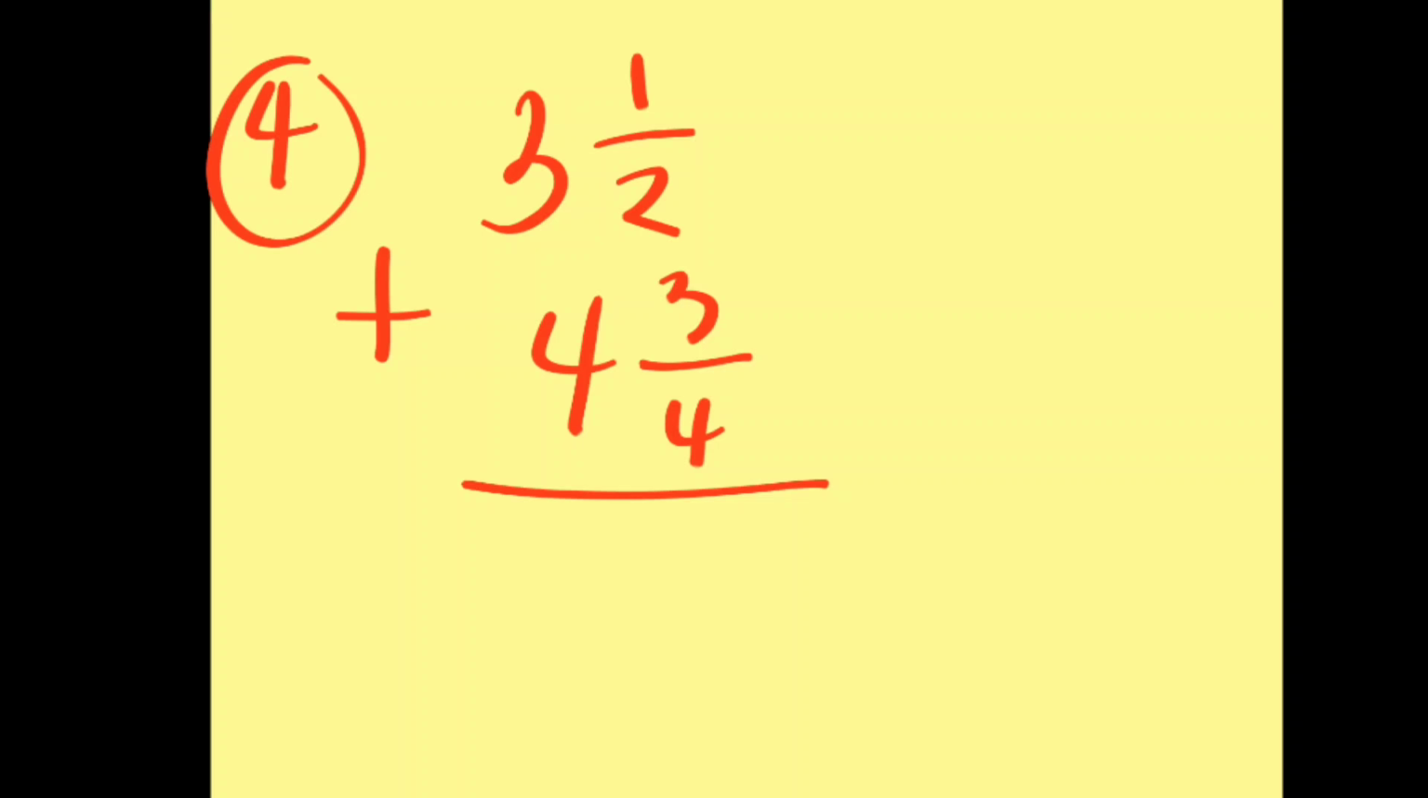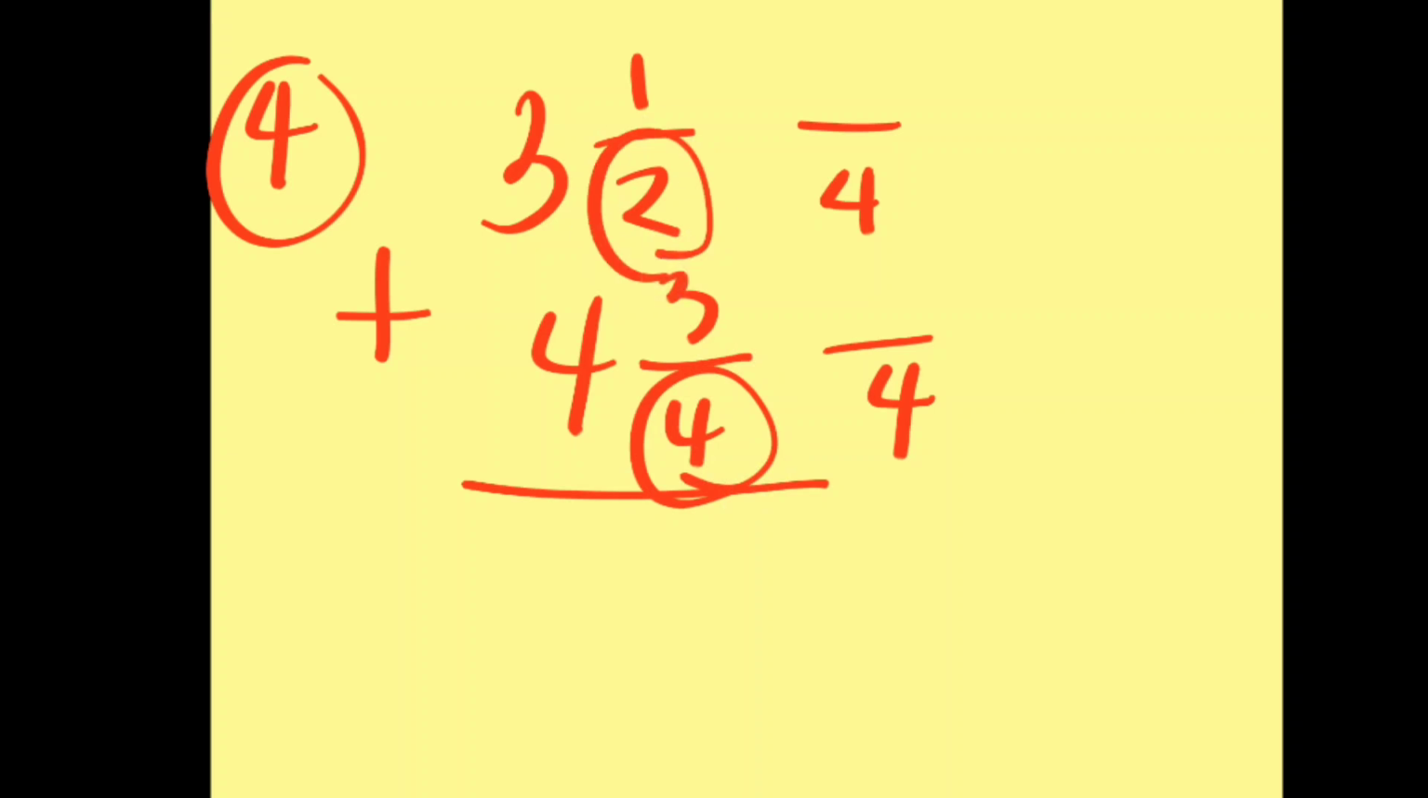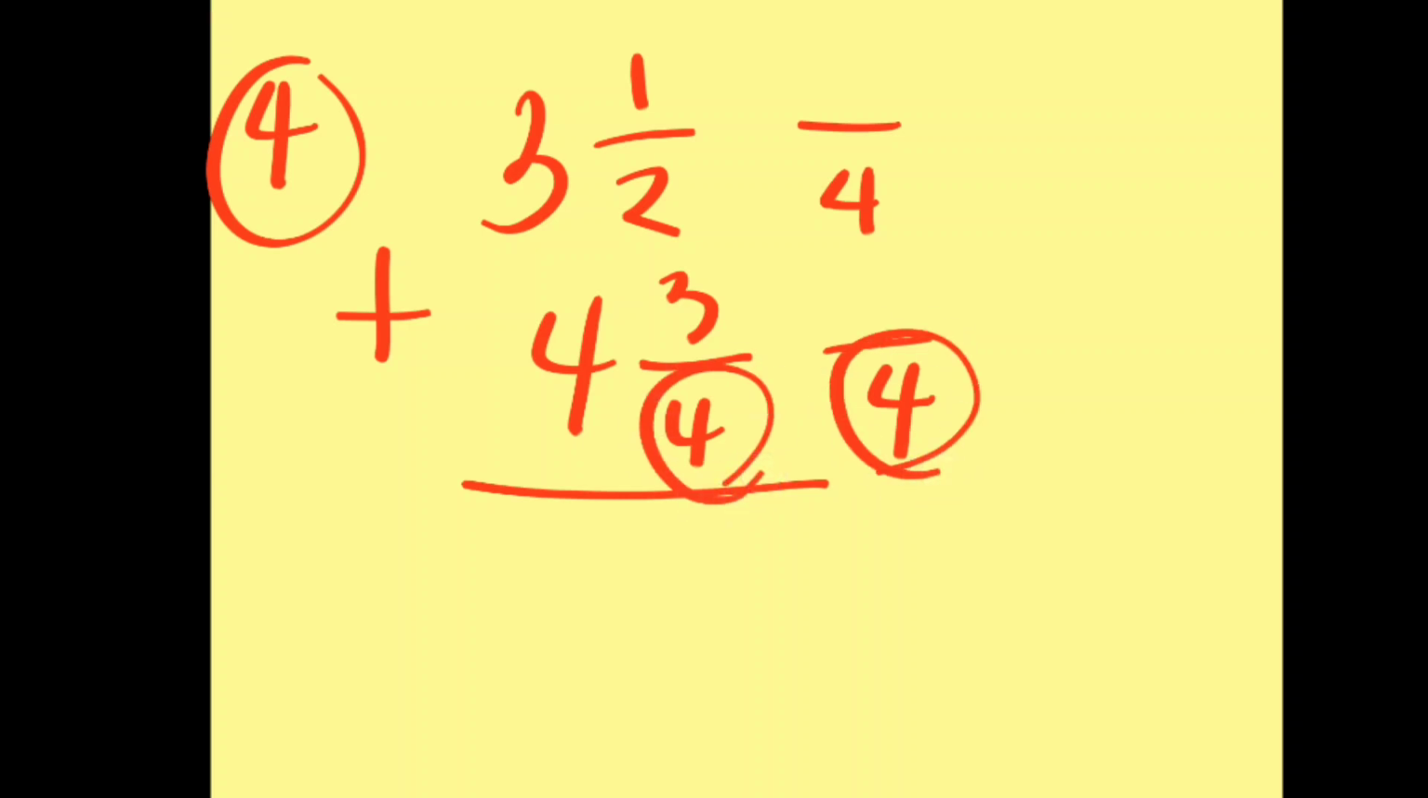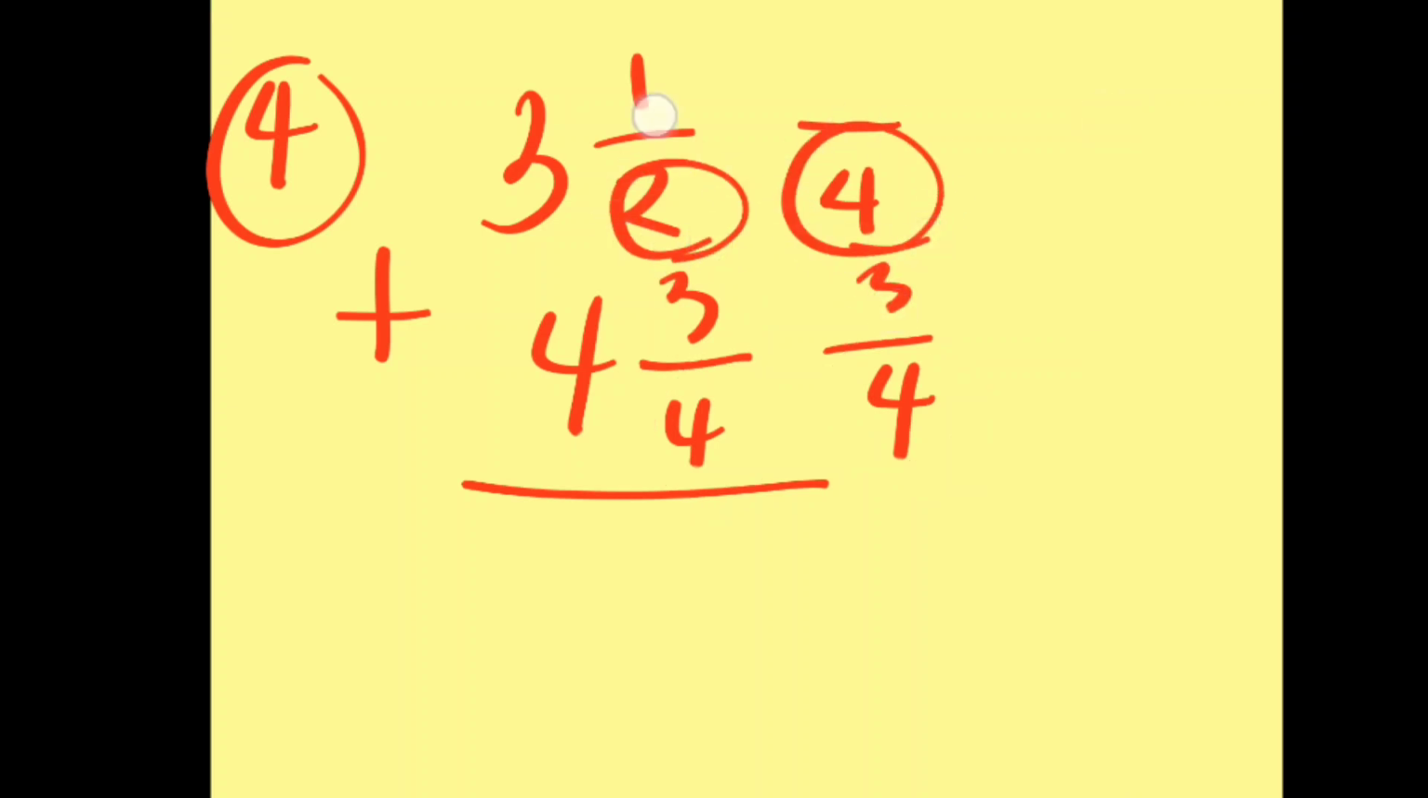We find the LCD. The LCD of 4 and 2 is 4. Therefore, what are we going to do next? Divide 4 by 4. That's 1. Multiply it by 3. That is 3. Same here, 4 divided by 2 is 2, times 1 is 2. So you have to write here 2.